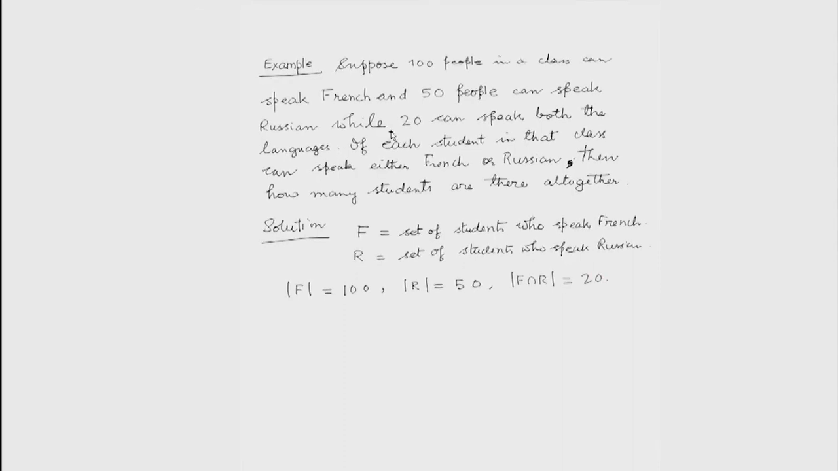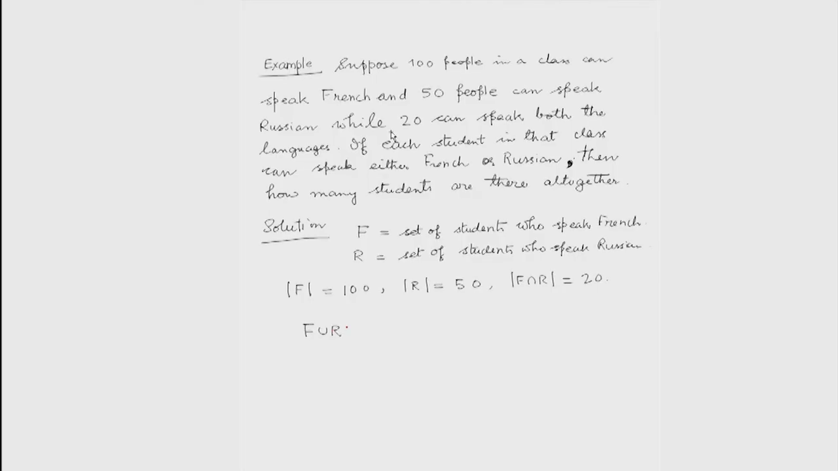And we have been told that any student in the class speaks either French or Russian. So, the total number of students in the class is the cardinality of the set F union R, which is given by cardinality of F plus cardinality of R minus cardinality of F intersection R. And therefore, we are going to get 100 plus 50 minus 20, which is 130.